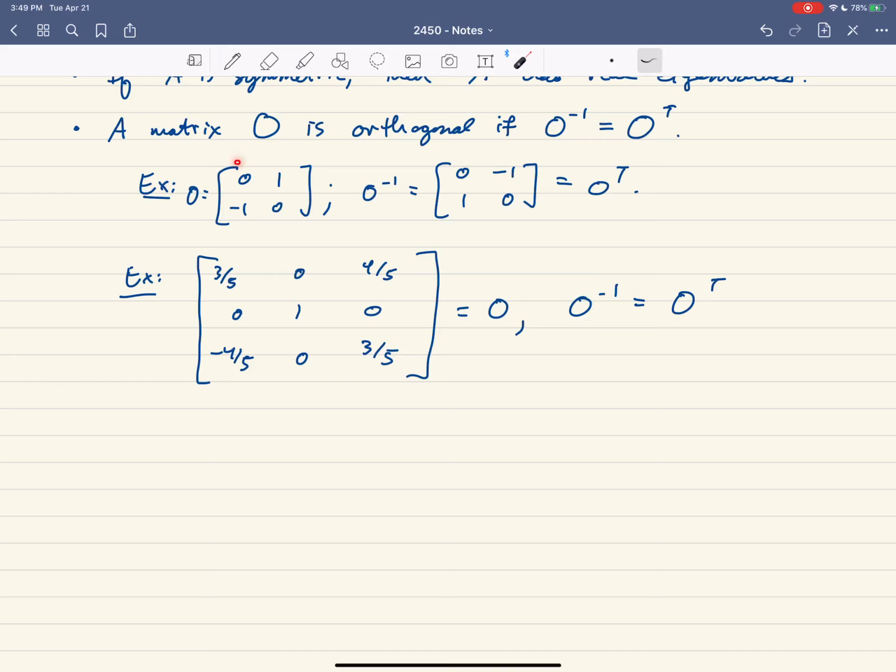Same with this matrix. Now, I want to be very careful. Not all matrices with that property are orthogonal. But if you have an orthogonal matrix, then the columns will be orthonormal vectors.